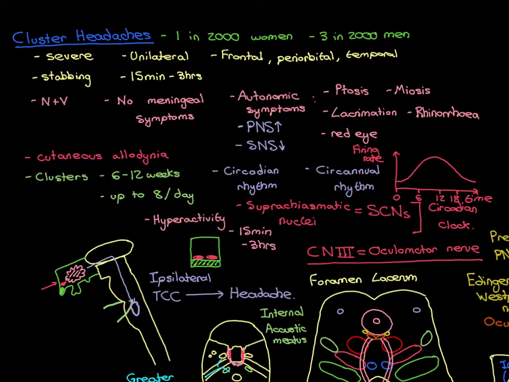And this means that when those second-order neurons are activated, you will get unilateral pain on the side of the hyperactivity in the hypothalamus in the frontal, periorbital, and temporal regions. And this pain will be extremely severe because the hyperactivity is capable of activating these second-order neurons to fire extremely rapidly, and therefore the pain is described as severe and stabbing. And it can last between 15 minutes and 3 hours because that's how long the hyperactivity in the hypothalamus presumably can last as well. Right, so there's where the headache comes from.